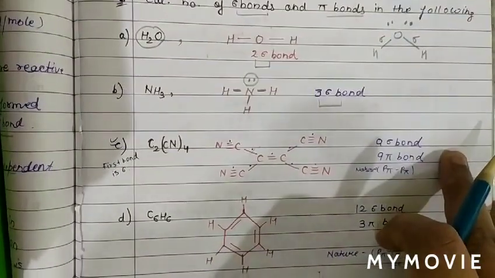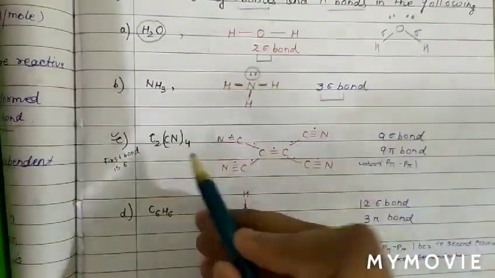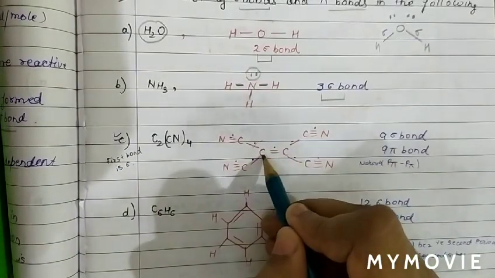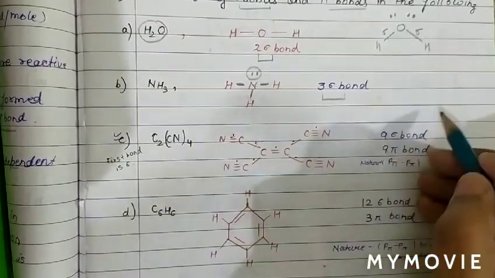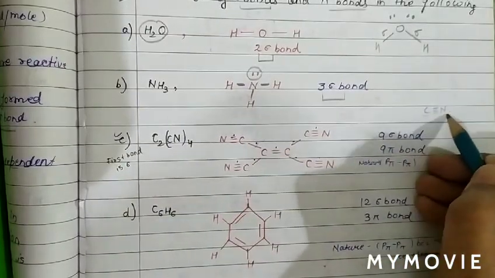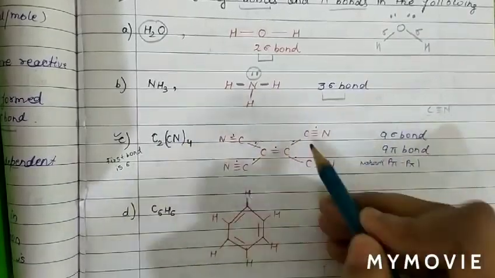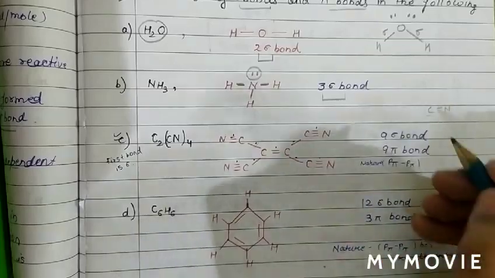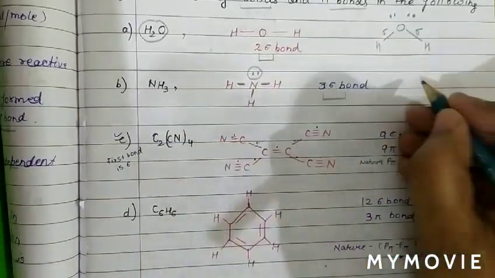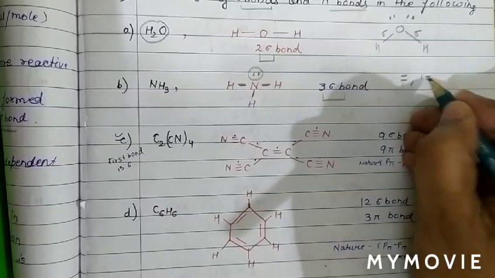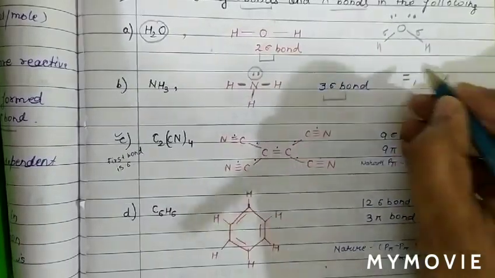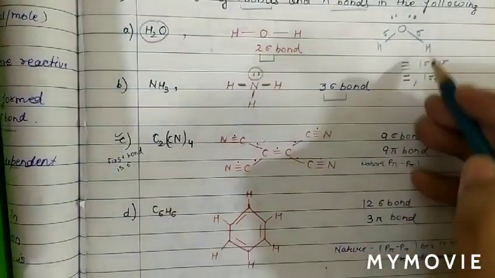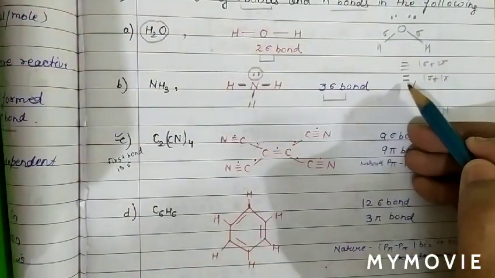See, the next molecule is C2(CN)4. In C2(CN)4 there is a pi bond between carbon and carbon, and we know that in CN there is a triple bond, so there are four CN groups. Now we will count. As we know, in a double bond there is 1 sigma and 1 pi, while in a triple bond there is 1 sigma and 2 pi. Now count.